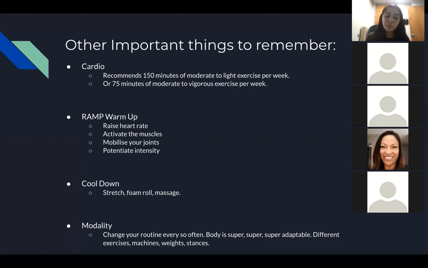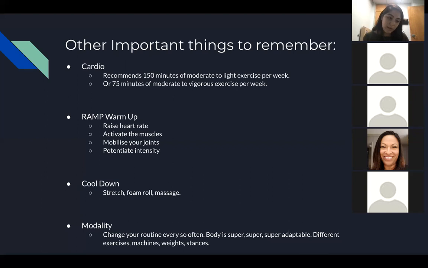And cool down is super important. Make sure you stretch, foam roll, or get some massage, put on a heat pad, anything. Cool down is very important so that you can reduce soreness, reduce injury, and keep your flexibility as you increase your exercise intensity.